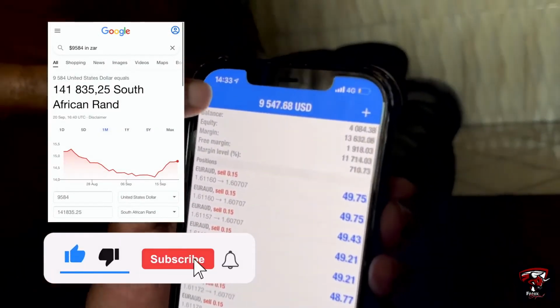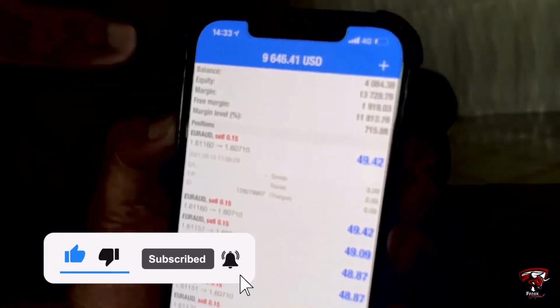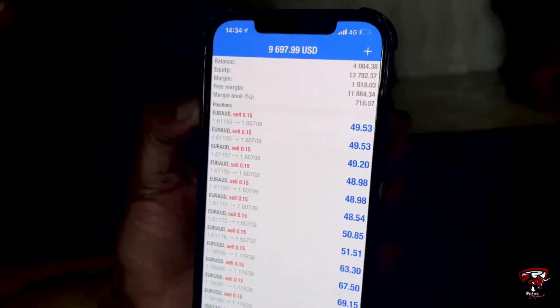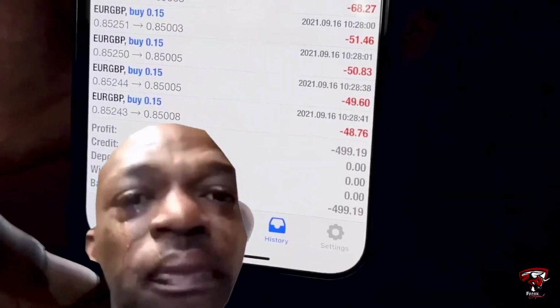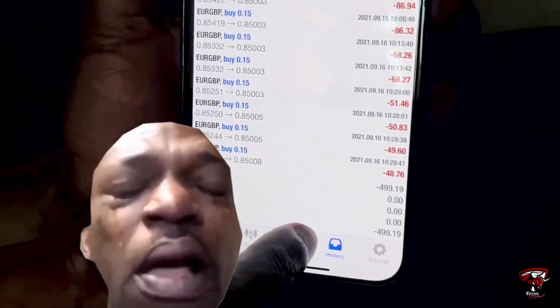Yeah guys, so basically I want to show you how I was able to reach 9,000 USD, which is close to 10,000 USD, from a 4,000 USD account. So basically guys, I deposited 4.5. As you can see, I took some losses today. So hence I'm still here.